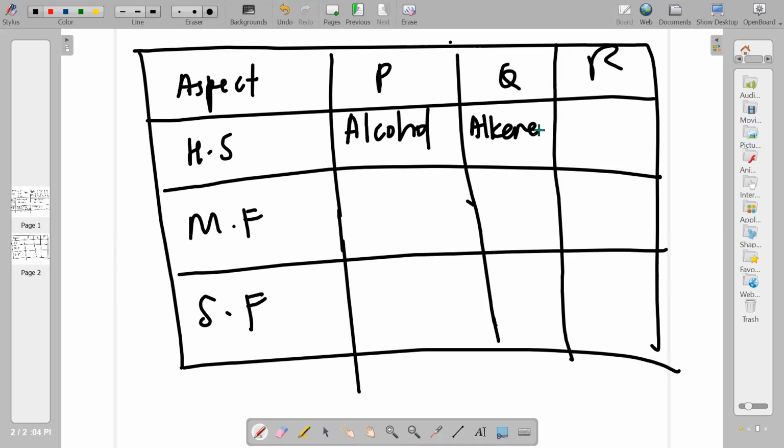Okay, R. Hurin, choose your R. Navina. What's my homologous series here, Navina? Carboxylic acid. Excellent. All three of you are well done. Carboxylic acid. Good job. Okay, Navina, choose your molecular formula for P. Choose somebody.